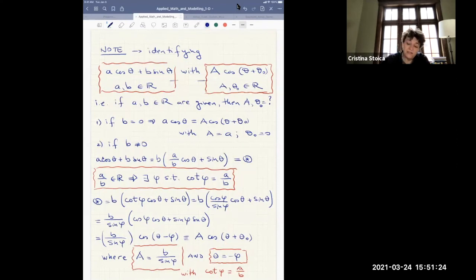First of all, if B is 0, there is nothing to do. If B is 0, then A cos theta will be a capital A cos whatever. So the identification is right there.